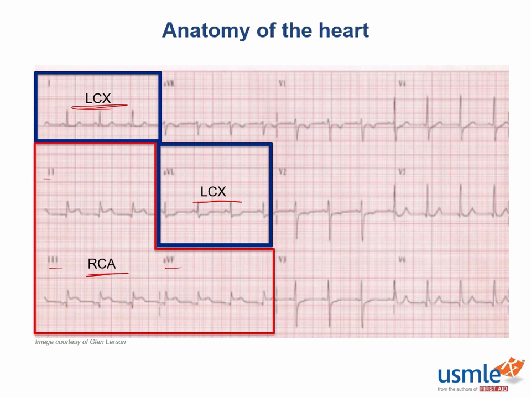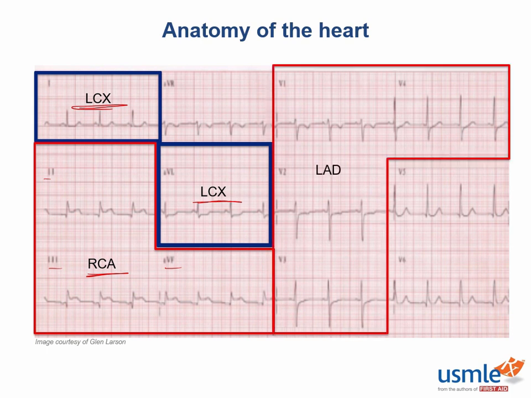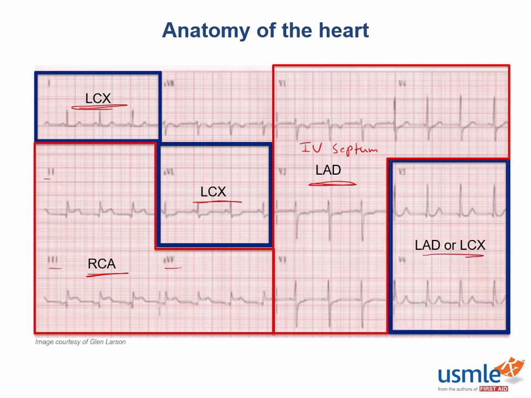Next up, we have leads V1 through V4, and these are the interventricular septum, which again is predominantly supplied by the left anterior descending artery. And last but not least here, we have leads V5 and V6, and these look at the lateral side of the left ventricle, which is predominantly supplied by the LAD as well as the left circumflex. Now this information will be covered again in the CV pathology section, so be on the lookout for it and see how much you can remember.